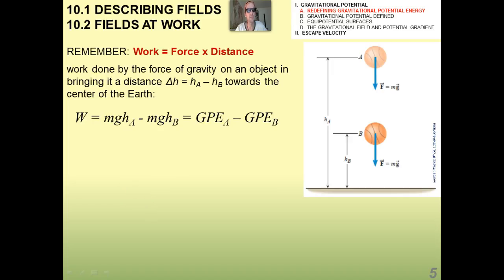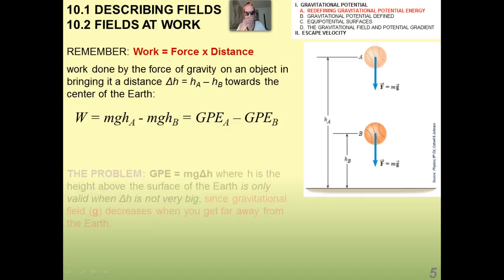And the work done by the force of gravity on an object in bringing it a distance delta h towards the center of the Earth is just given by mgh_a minus mgh_b, which is GPE_a minus GPE_b. That is the work done, even though remember that energy and work are not the same thing. We measure them both in joules, okay? Very important for you to remember.